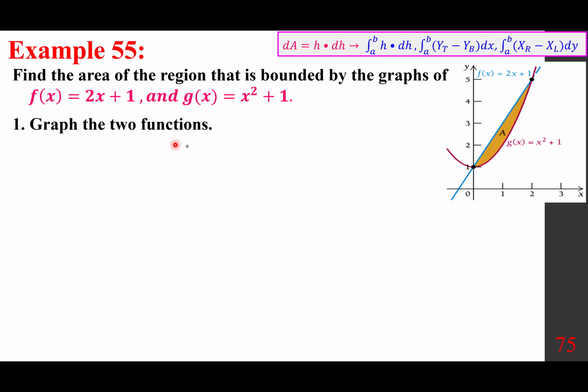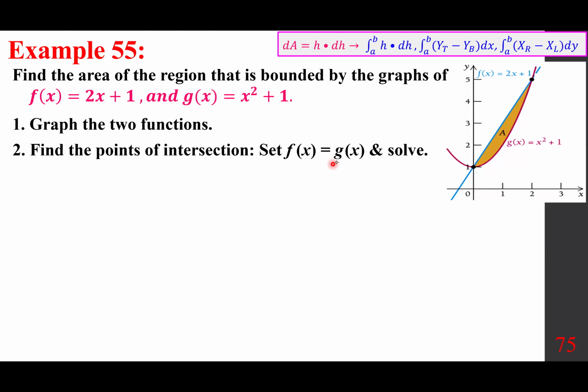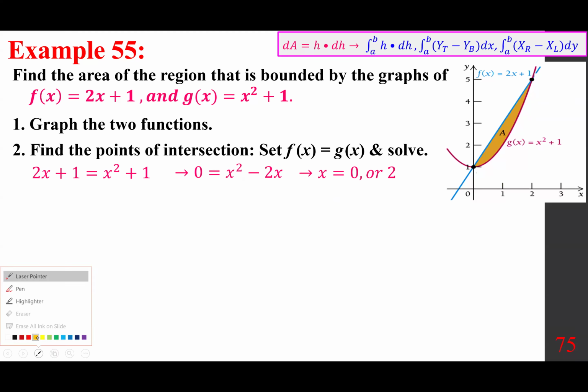Easy graphs. So the next step is to find points of intersection, and that means f of x equals g of x. We are going to set them equal. 2x plus 1 is x squared plus 1. We can cross out the 1, x squared minus 2x, and x is either 0 or 2. I'm assuming nobody has any problem with the methodology. So x is either 0 or 2, which means we have the two points of intersection: (0, 1) is one of them, (2, 5) is another one.